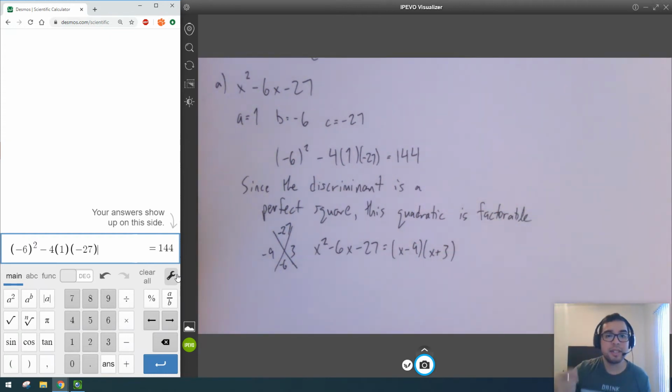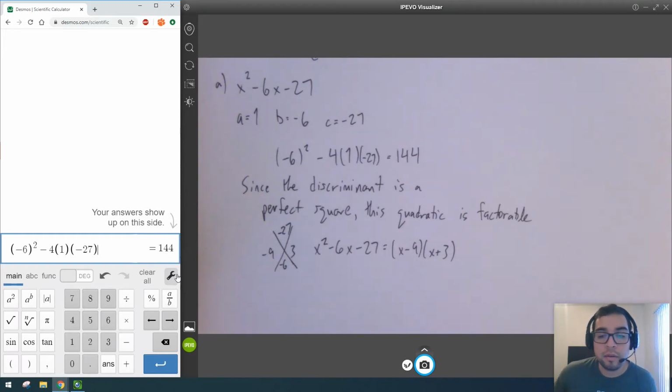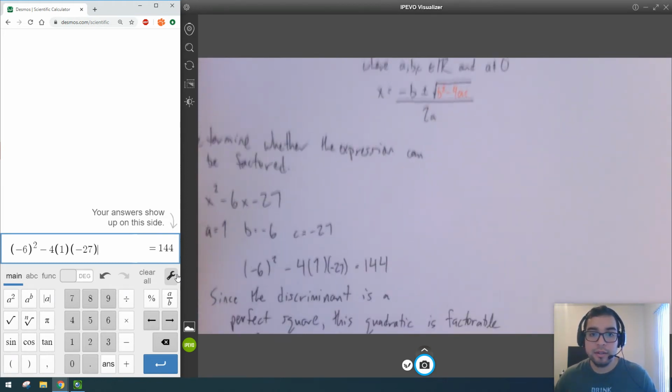Now, if you've forgotten what perfect squares are, a perfect square is a number times itself. For example, 1 times 1 is 1, so 1 is a square. 2 times 2 is 4, so 4 is a perfect square. 9 is a perfect square. 16 and so forth. I can go on and on. Those are perfect squares. So since 144 is a perfect square, this quadratic is factorable. Now let's do one last one.